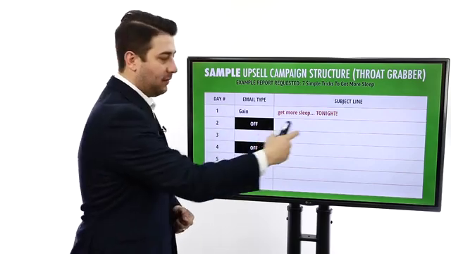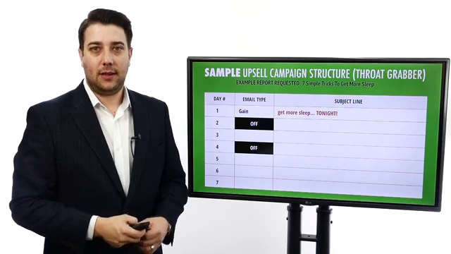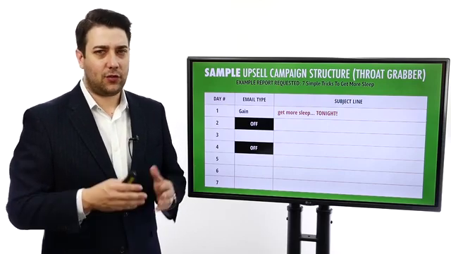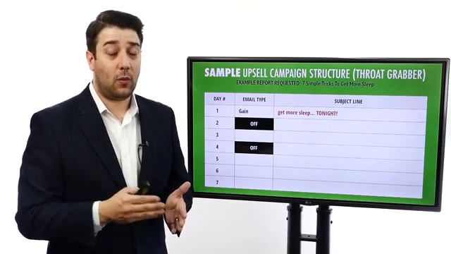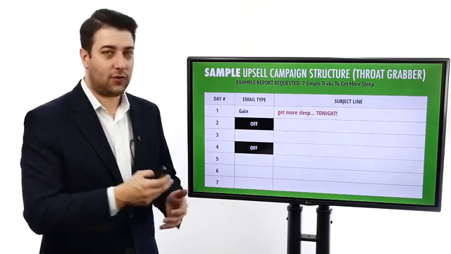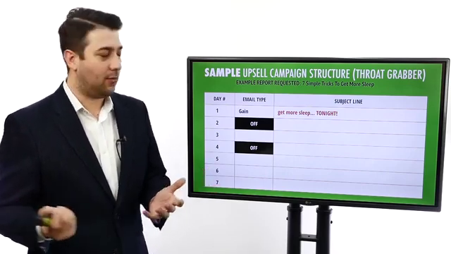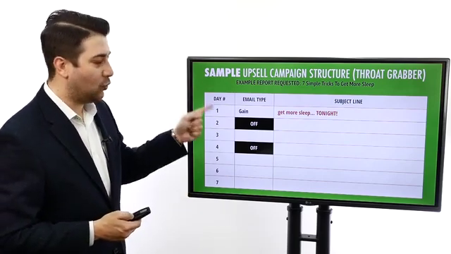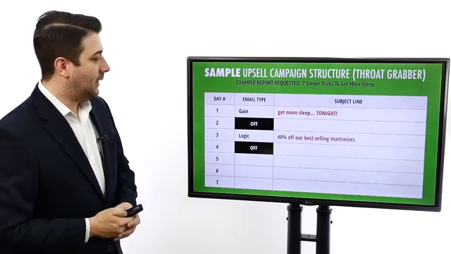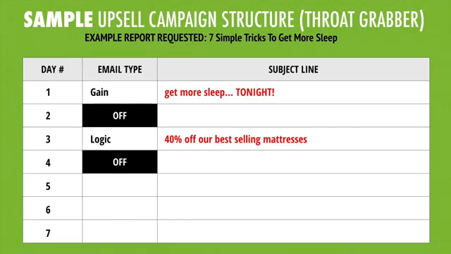This is the benefit, right? You will get more sleep tonight. I would go in and have that email strictly focused on whatever your conversion is, getting them into the store, getting them to redeem a coupon code, getting them to print a coupon out and bring it in. Whatever that is, this is direct asking for the sale. Logic, the same thing, just a different mechanism. So get more sleep tonight, 40% off our best-selling mattresses.